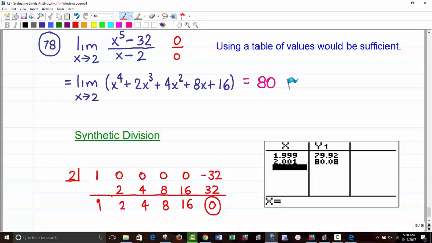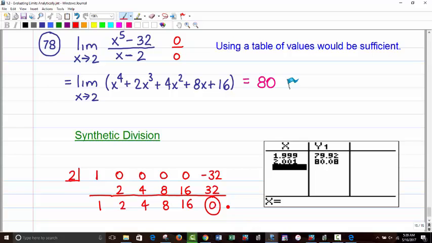So you bring the first number straight down, it's 1. 2 times 1 is 2. Add makes 2. 2 times 2 is 4. Add 0 and 4 is 4. 2 times 4 is 8. Add down, get 8. 2 times 8 is 16. Add down, get 16. 2 times 16, 32. Add down, you get 0. That 0 is the remainder. So anytime you have a remainder of 0, that means when you divide it, it goes into it perfectly.